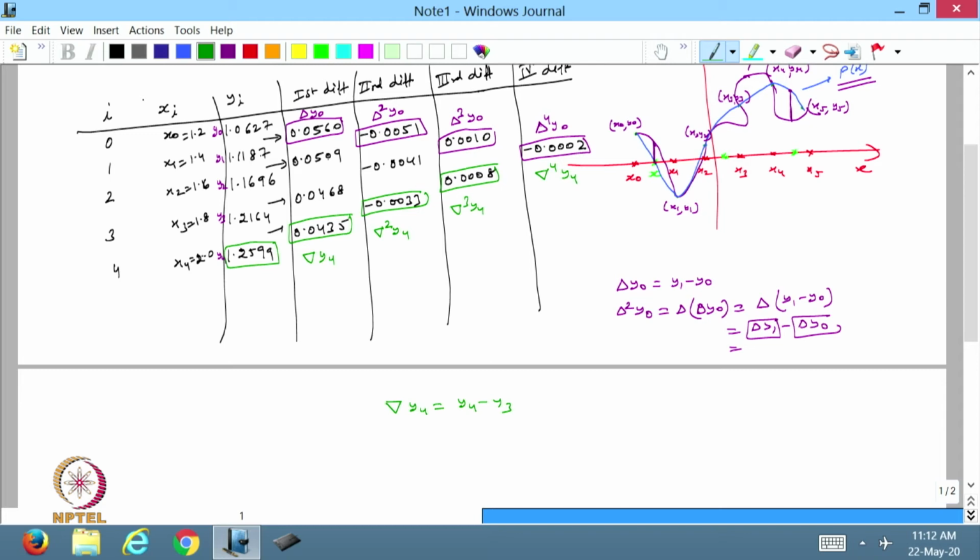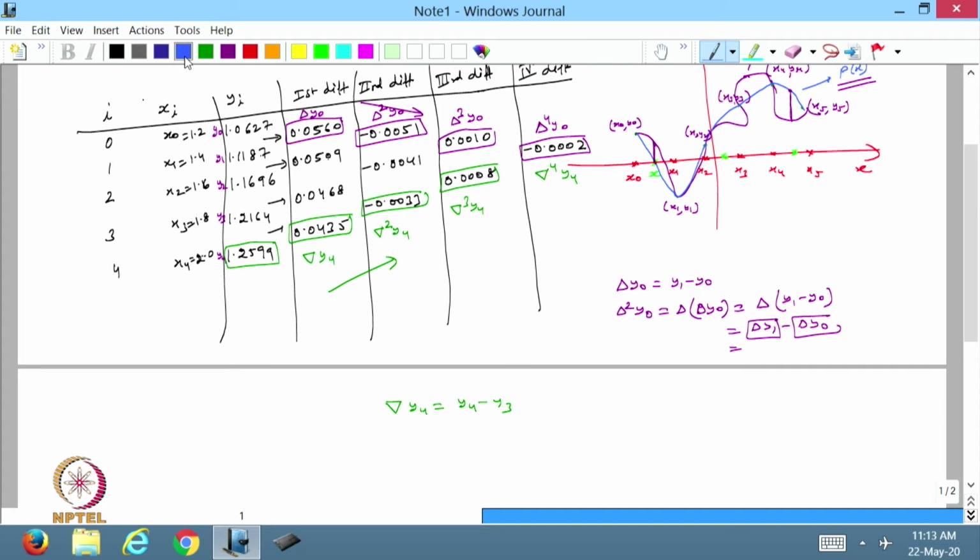Now, if you see from here, this going downward is the forward differences, and this going up is the backward differencing. So, this is the forward differencing.